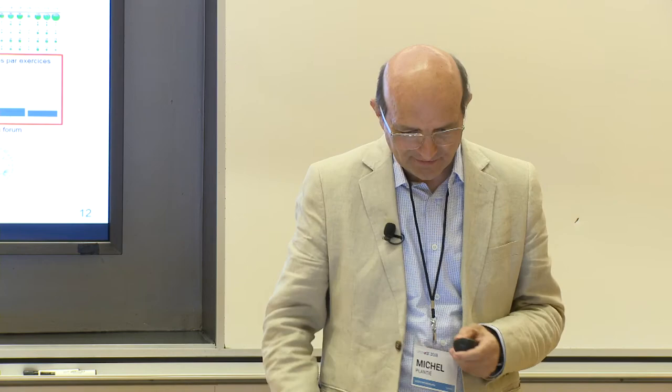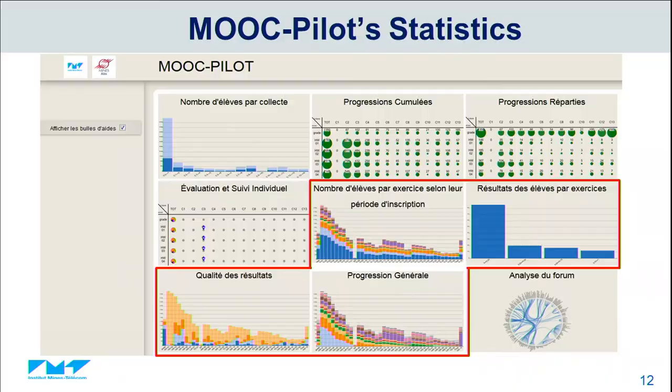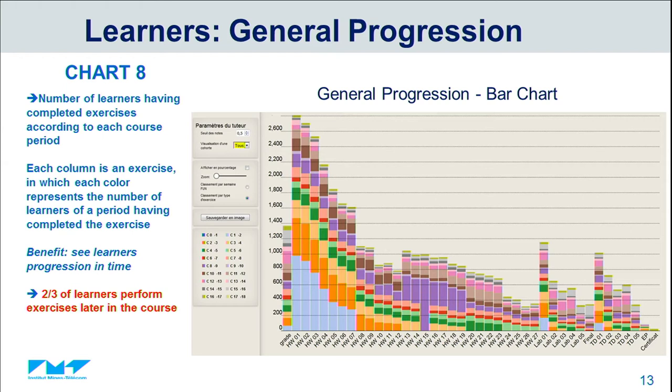Another way of representing information is with bar graphs. There are 4 different bar graphs. I will present one of them because some of them are a little bit similar to edX. This one is a particular one where we see the group progression, the general progression in the course. It's a little bit tricky to interpret, but we see in that chart whether each person has followed an exercise in one specific week, and if there are some persons who are late, we can track them with this chart.